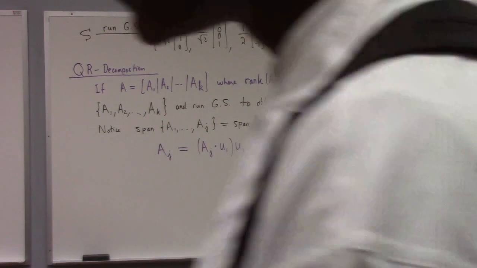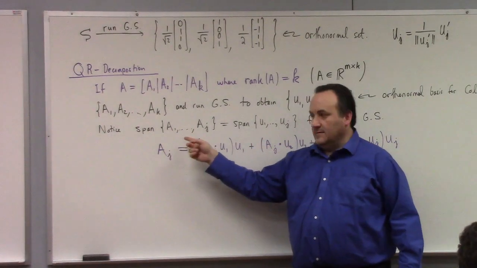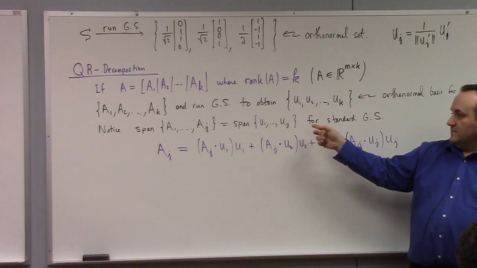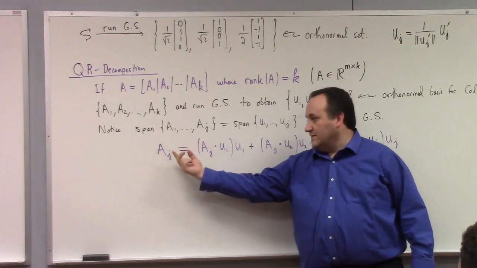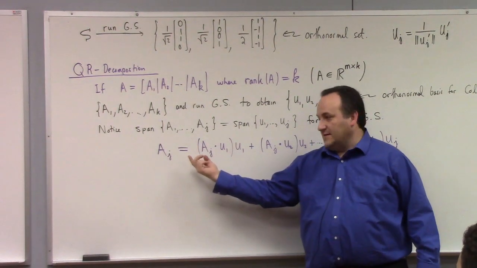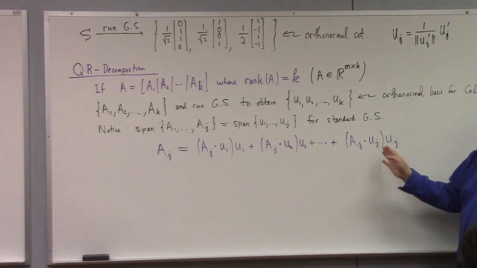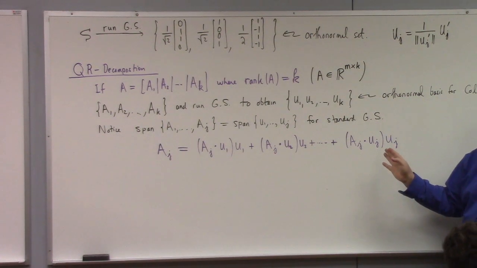So AJ is in this set. This is an orthonormal set, which means it's a basis for these guys. And if it's a basis, then we can write anything as a linear combination of the basis elements. The components with respect to the orthonormal basis are just given by dot products, like we proved the other day. Simple as that.